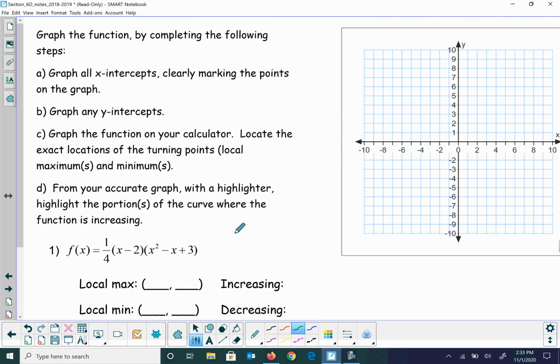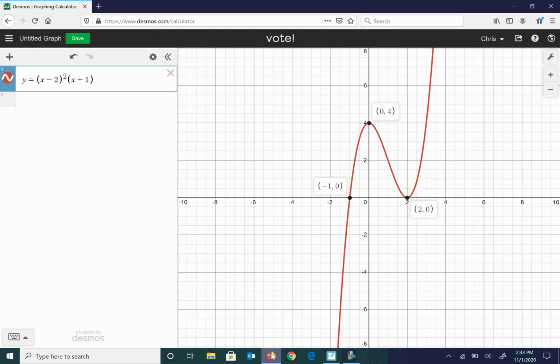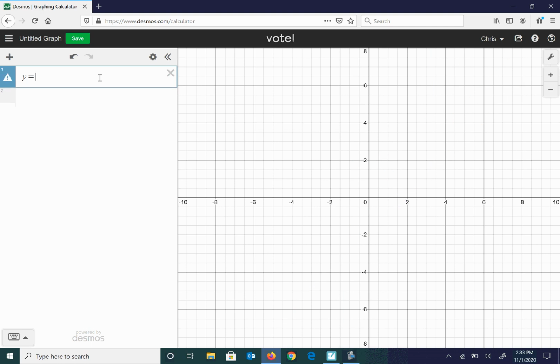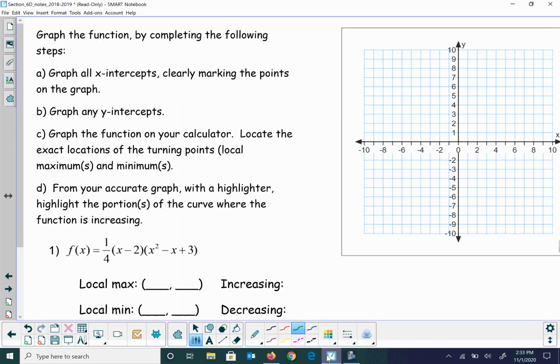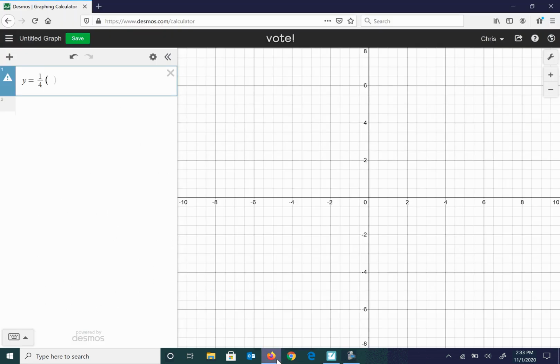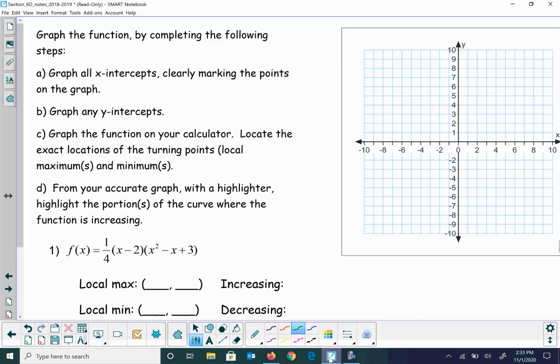Again, we're going to go back to Desmos and talk about it. So things just by looking at this. Okay, so I got 1/4 times x minus 2. So let me go back to Desmos. What was that? It was x minus 2, and then we had something bigger here. It was like x squared minus x plus 3.